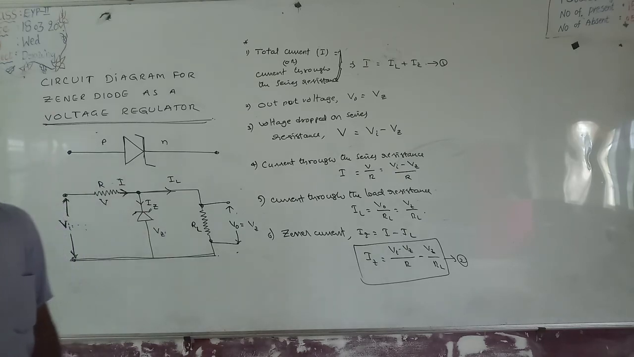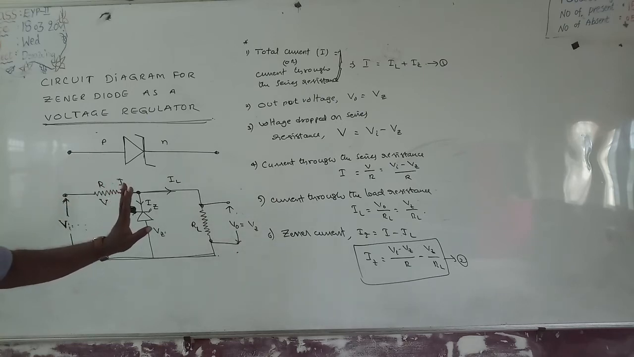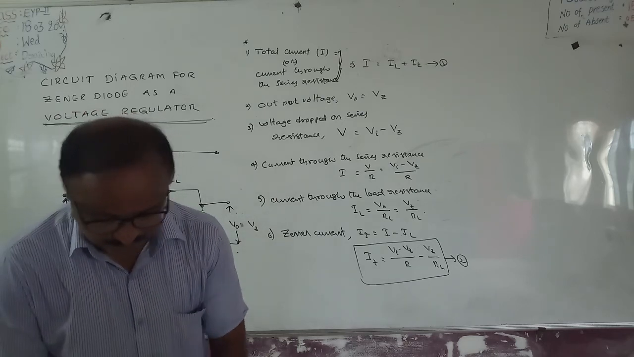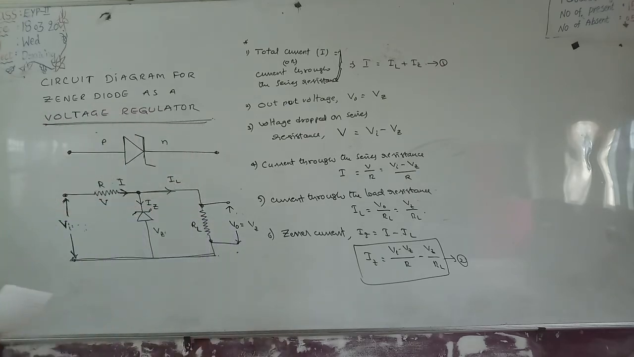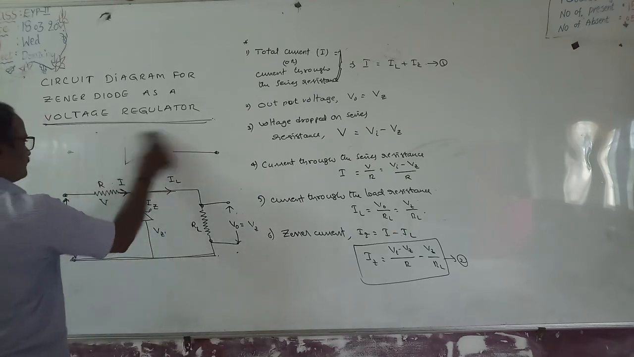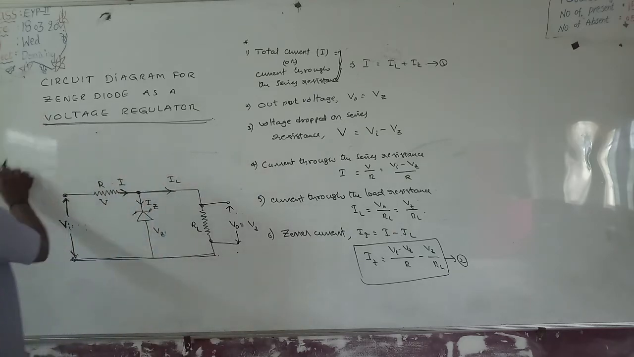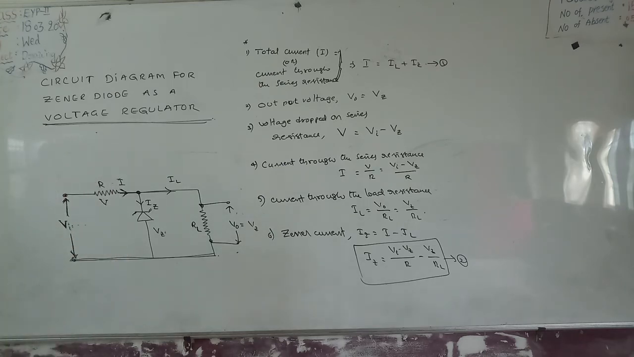Now I will explain one problem regarding the same concept. Children, the problem asks: for the Zener diode circuit shown in the figure, find the output voltage. Only one circuit is there throughout the problems.